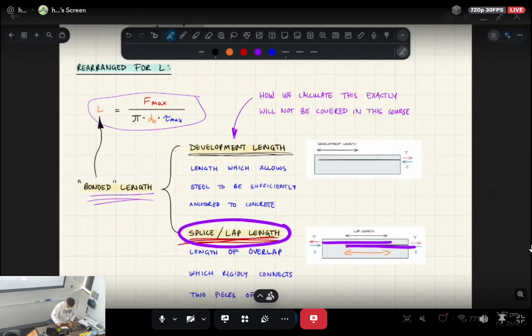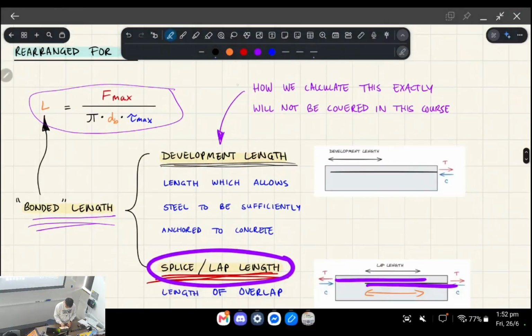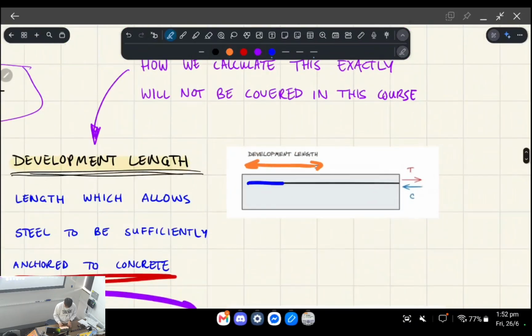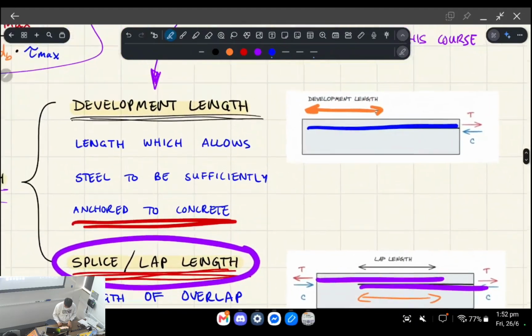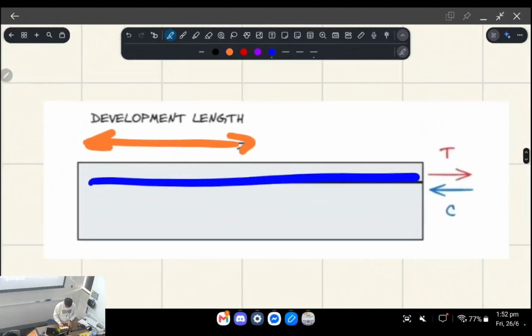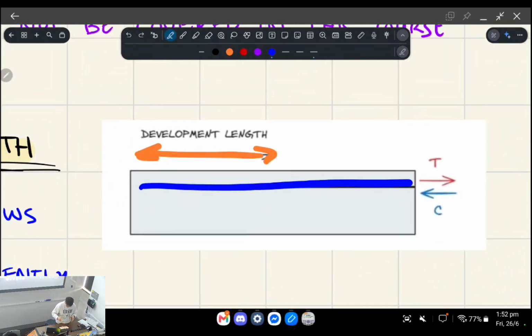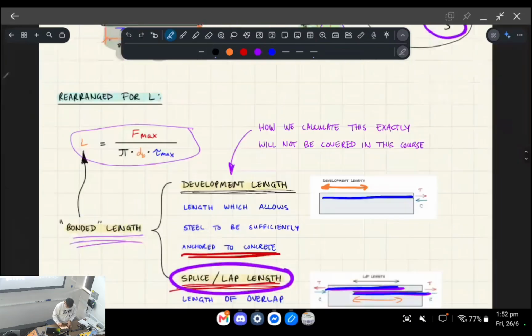The idea of a development length is that you're developing enough anchorage, as it's called, to the concrete, by having enough development length. So this is essentially where you've just got the one bar, whereas before we were talking about two bars being overlapped. You've got the one bar, but we still need enough bonded length in order to anchor the steel into the concrete.